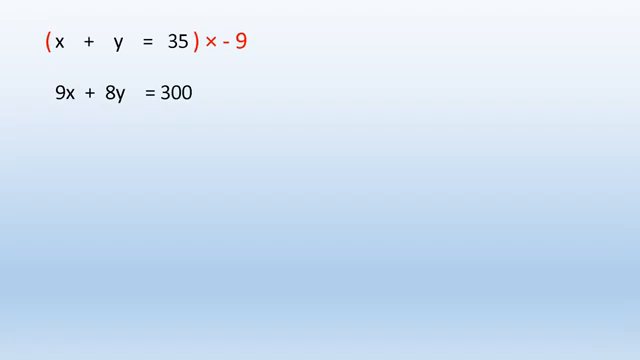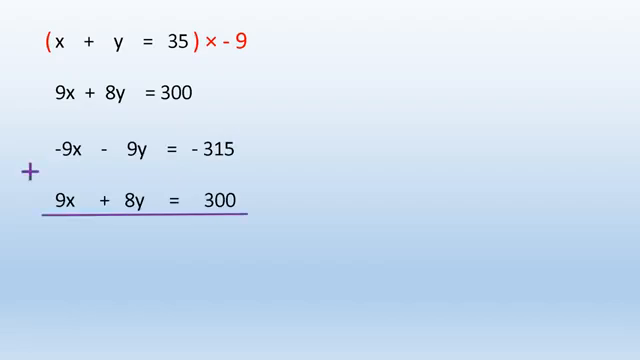Now, after multiplying the first equation by minus 9, it will become minus 9x minus 9y equals minus 315. I will add both equations. Now x eliminates x, and I will still have minus y equals minus 15. It means that y equals 15.